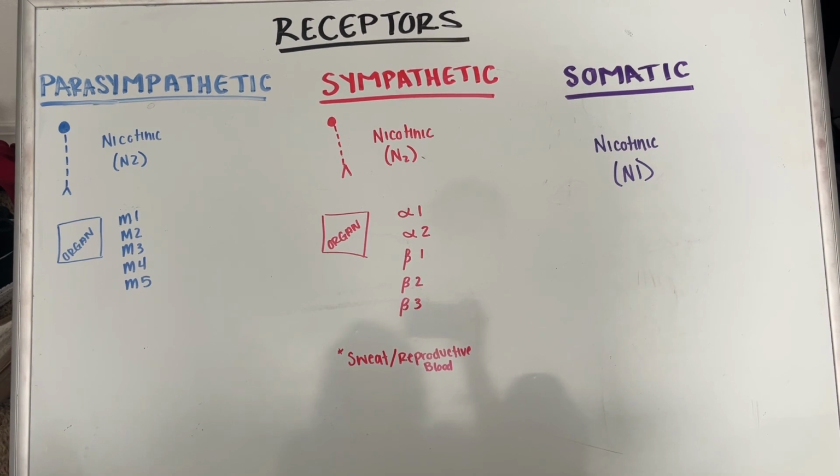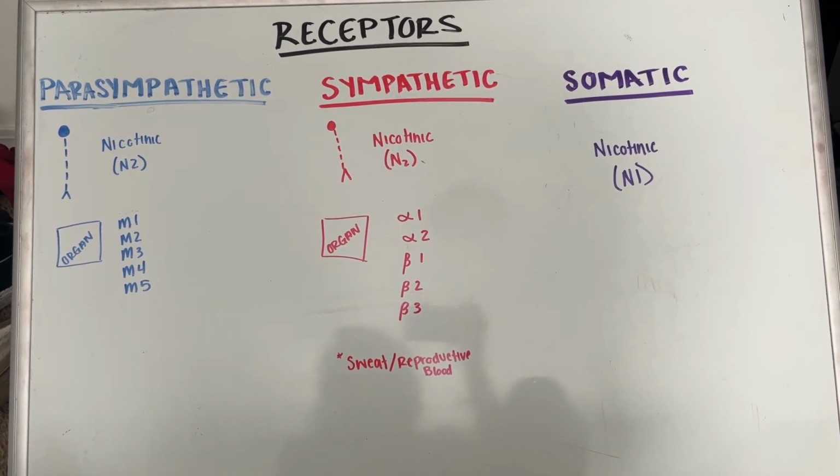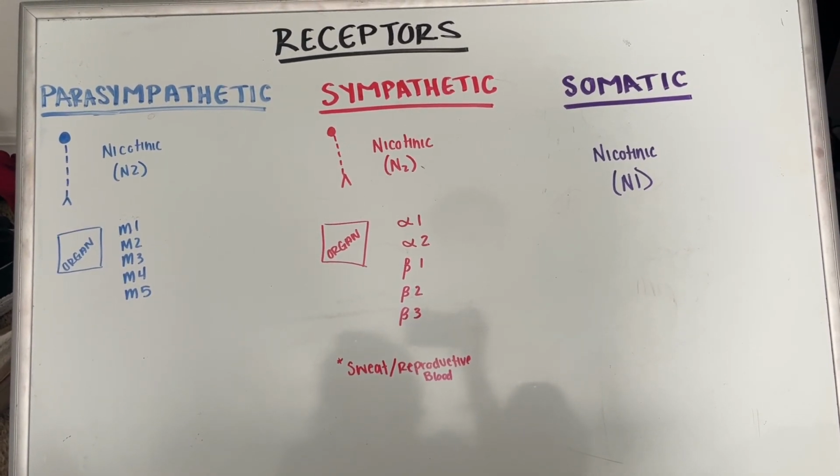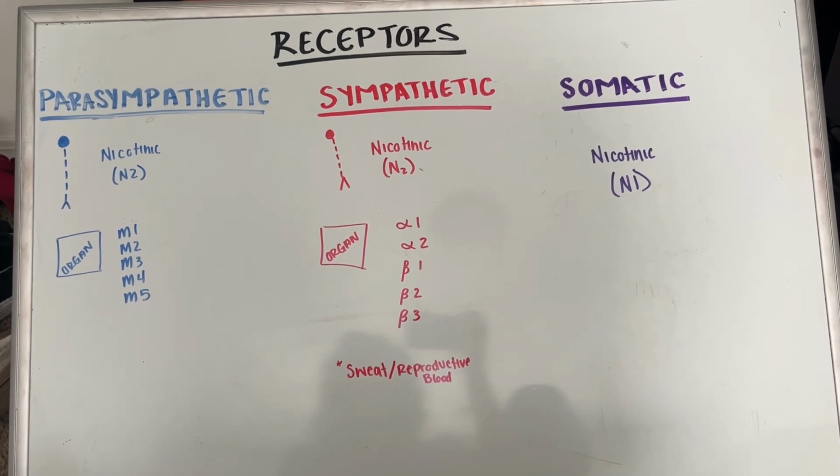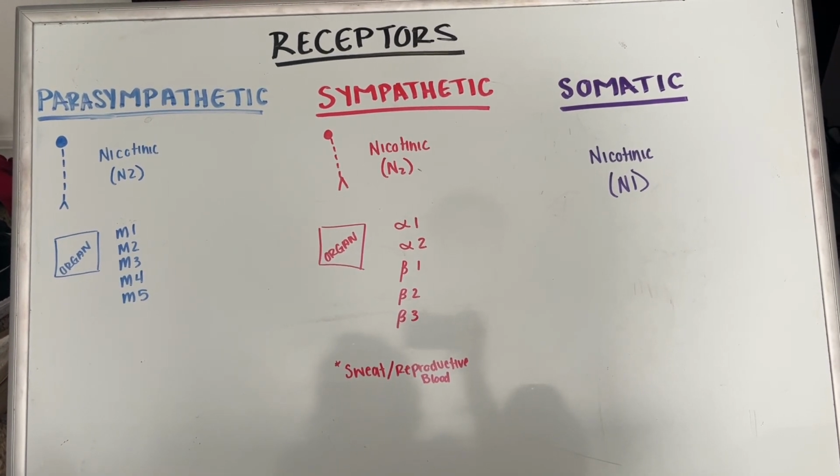In our somatic nervous system, our skeletal fibers have nicotinic N1 cholinergic receptors at the neuromuscular junction that bind to acetylcholine.